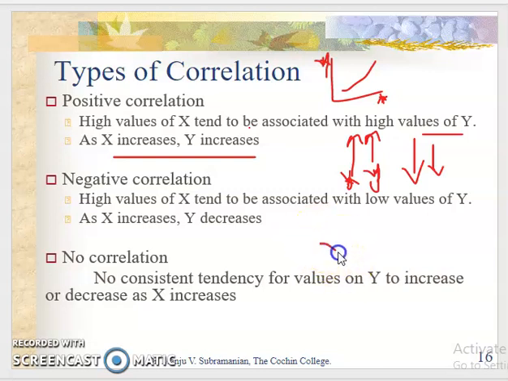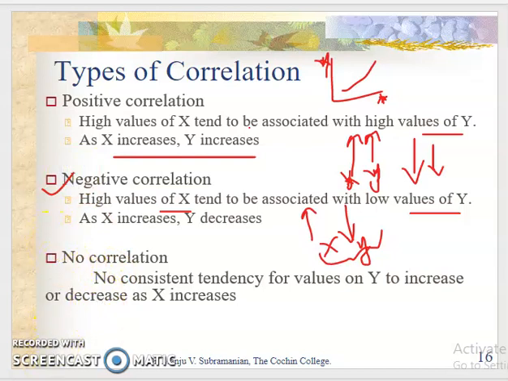And the next type is negative correlation, when the values of the two variables move in the opposite direction. That is, if the x value increases and the y value decreases, then these x and y parameters are negatively correlated. When one variable increases, the other variable decreases. This type of correlation we call a negative correlation. That is, the high values of x tend to be associated with the low values of y. As x increases, y decreases.